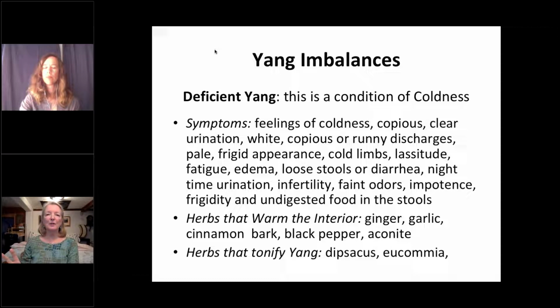Two categories of herbs are used here. Herbs that warm the interior, so that really heat the body up. We call them herbs that revive the yang. Ginger revives the yang of the spleen and stomach, particularly dried ginger, because it's hot. Fresh ginger is warm, dried ginger is hot.